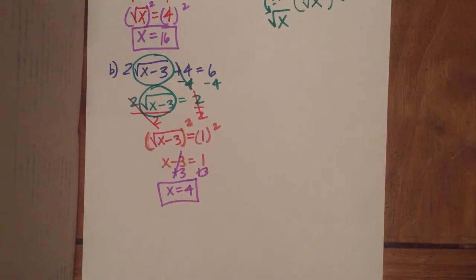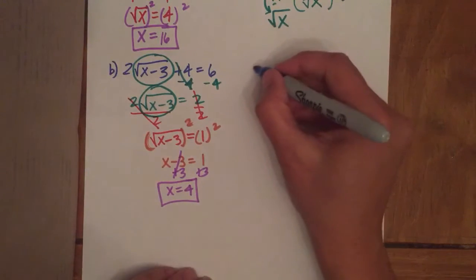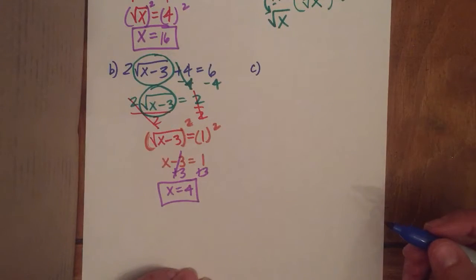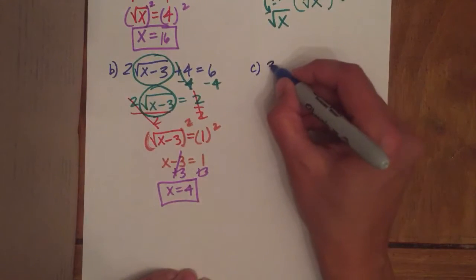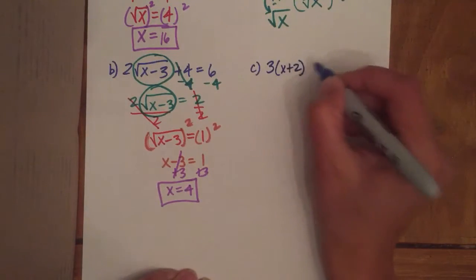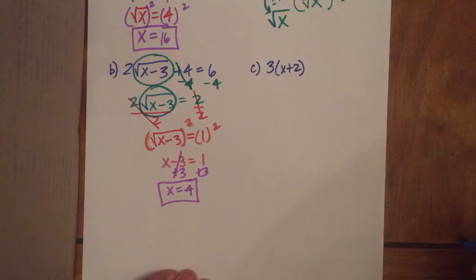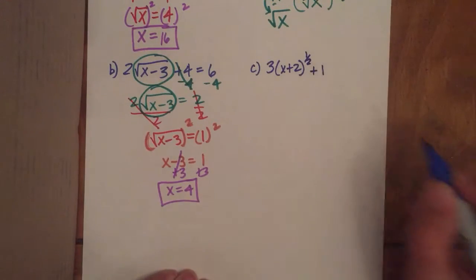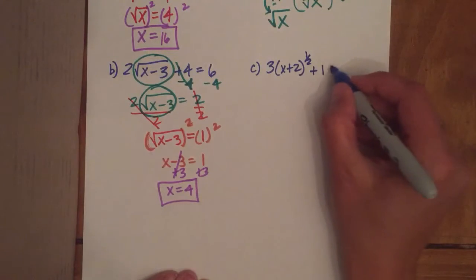The last one, we'll look at C. I'll go ahead and do that one over here. Hopefully everybody can see it. The last one for C is 3 times x plus 2 to the 1/2, plus 1 equals 28.